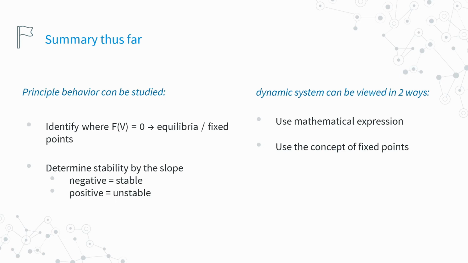So to summarize what we have said so far, the principal behavior can just be studied by the function f of v. First, the points where f of v is 0 need to be identified as fixed points, which can be either stable or not. Second, we look at the slope at that exact point to capture stability, and thus one can deduce whether an equilibrium is an attractor or not. With this method, we have two different ways to look at a differential equation. We could use either mathematical expressions and analyze the equation, or we could use the concept of fixed points.